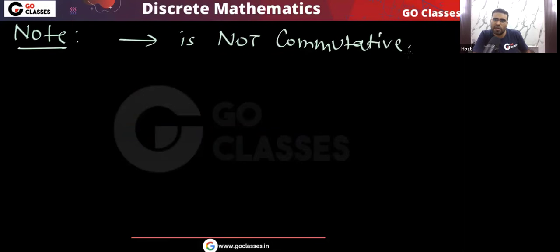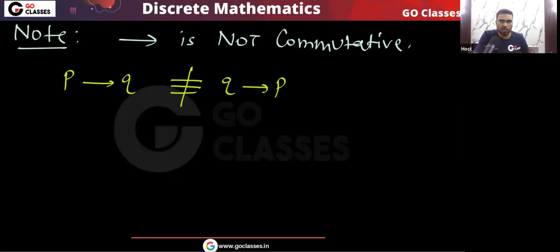What it means? It means that P implies Q and Q implies P are not the same. We have already seen this in the last class. P implies Q is not the same as Q implies P. Can you give me a situation where they will give you different truth values?